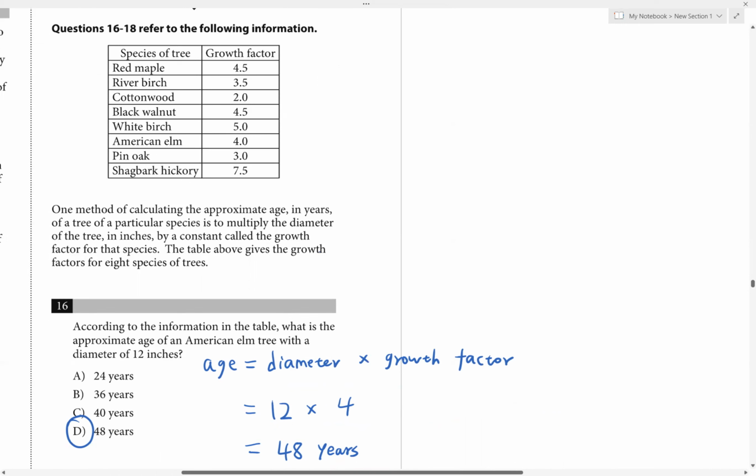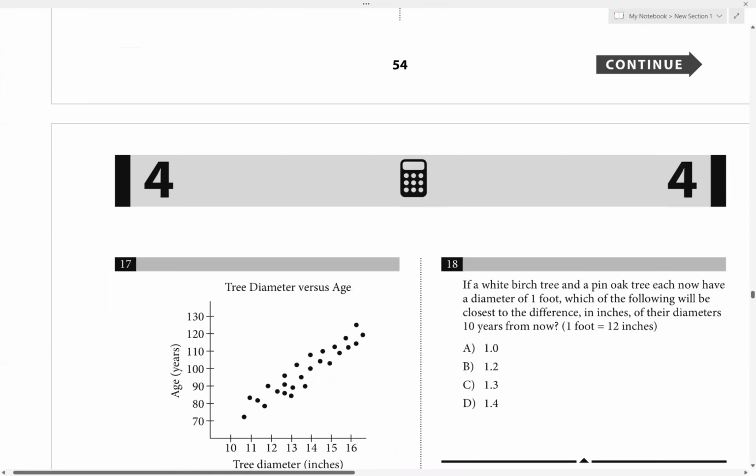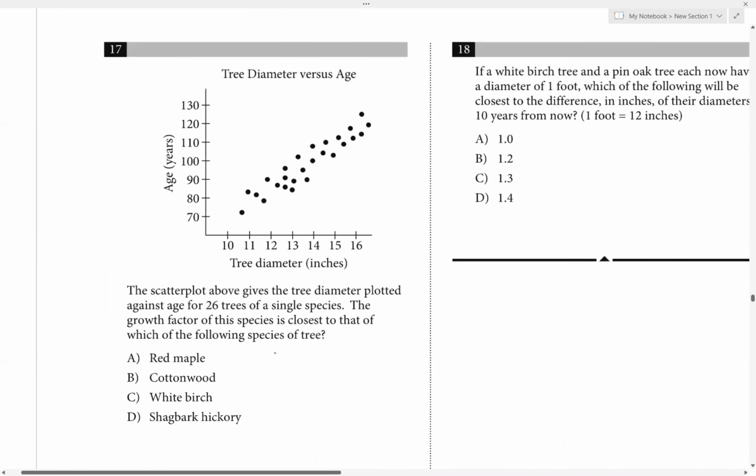So if we want to figure out the growth factor, let's go back down. So the age is equal to the diameter times the growth factor. Let me just call it GF, okay, growth factor. And then for this question, we want to figure out what the growth factor is here.